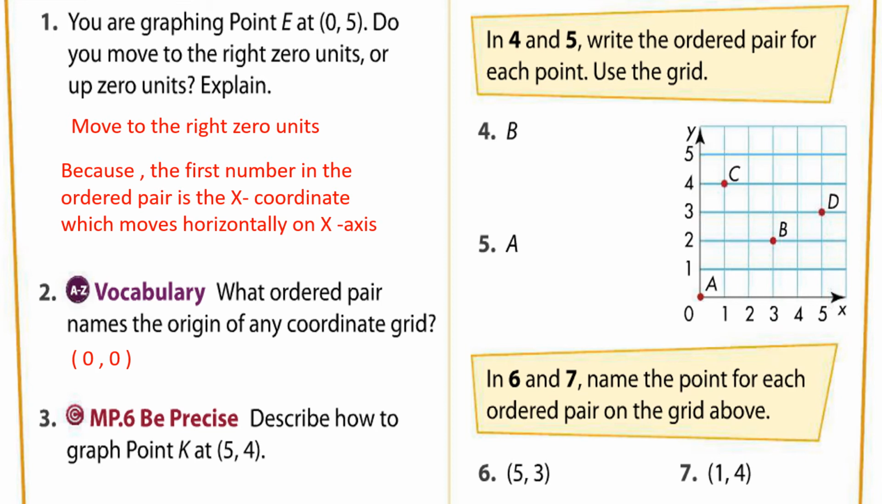Question 3. Describe how to graph point K at 5 and 4. So there's a point K which is 5 and 4. Of course the x coordinate here is 5 and the y coordinate is 4. How to graph this point?